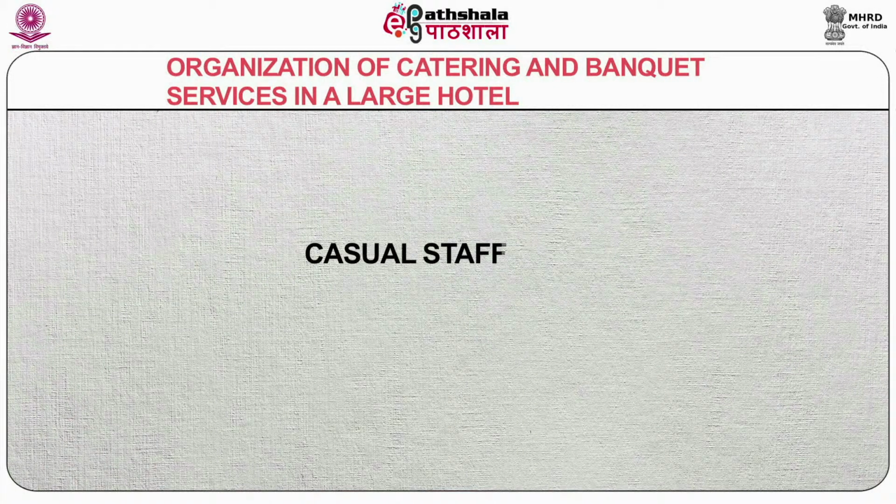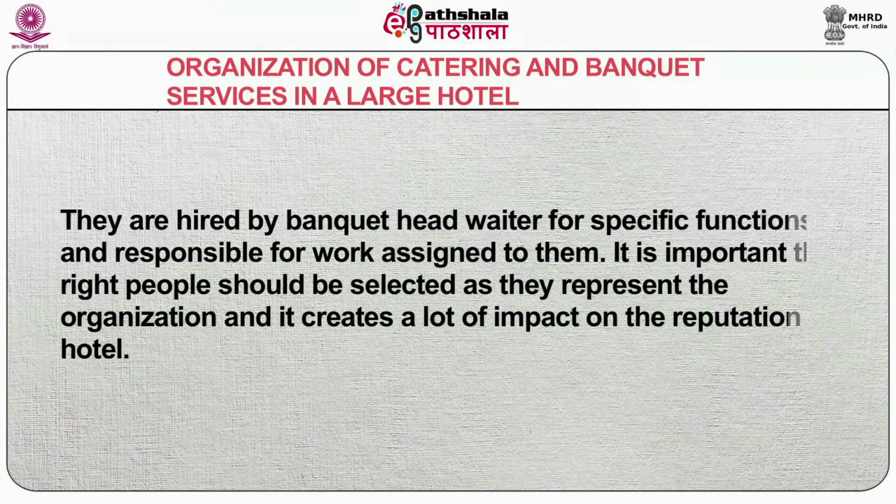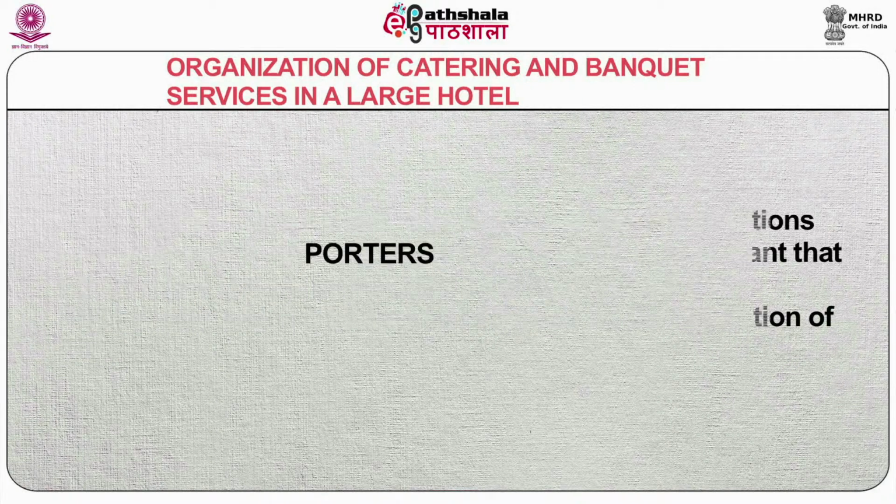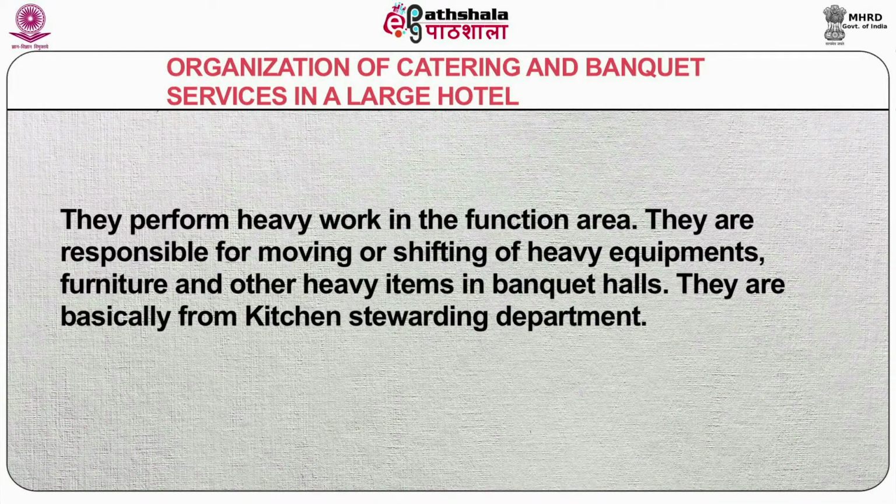Sixth, casual staff. They are hired by the banquet head waiter for specific functions and are responsible for work assigned to them. It is important that the right people should be selected as they represent the organization, and it creates a lot of impact on the reputation of the hotel. Seventh, porters. They perform heavy work in the function area. They are responsible for moving or shifting heavy equipment, furniture and other heavy items in banquet halls. They are basically from the kitchen stewarding department.